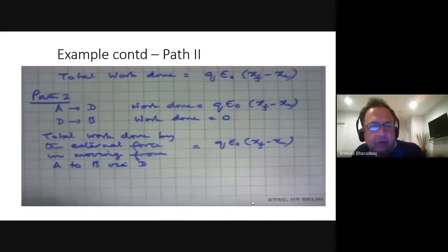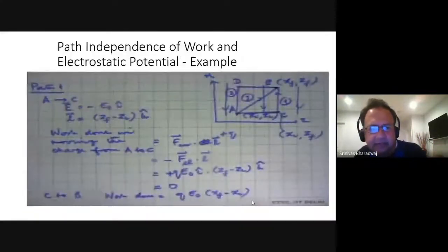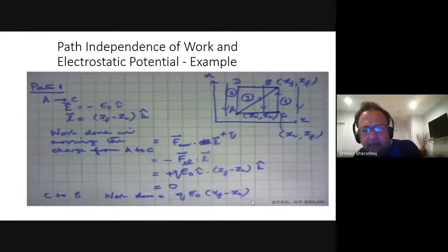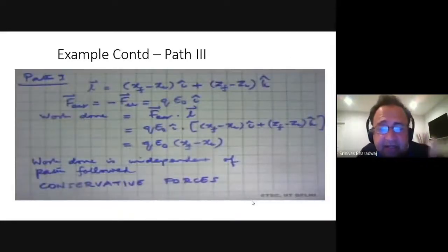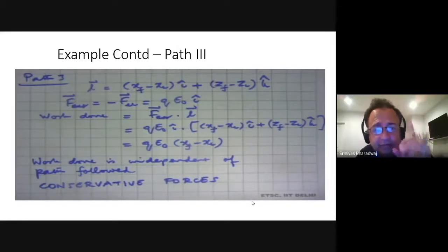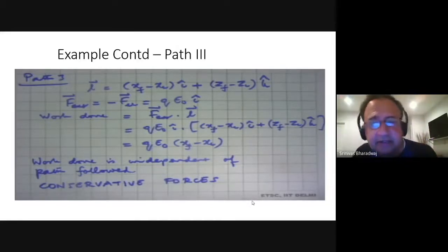The total work done by the external force in moving from A to B via D is also the same. That's the whole idea in this figure. Multiple paths you take to go to C to B, work done is EQ times (XF minus XI). Here also EQ times (XF minus XI). Regardless of the path you take, it's only the end states that matter. That's why we say work done is independent of the path followed. Therefore, we say it is a conservative field. That's the nature of behavior in a conservative field.